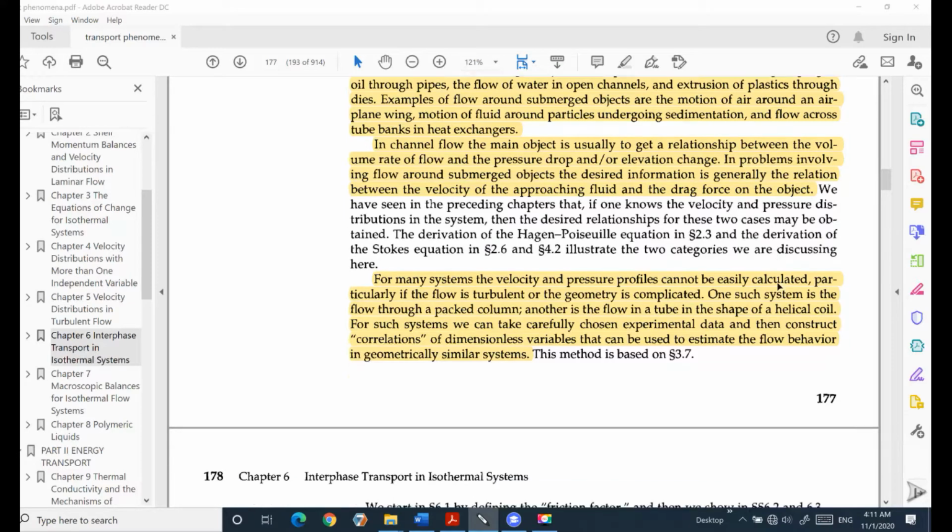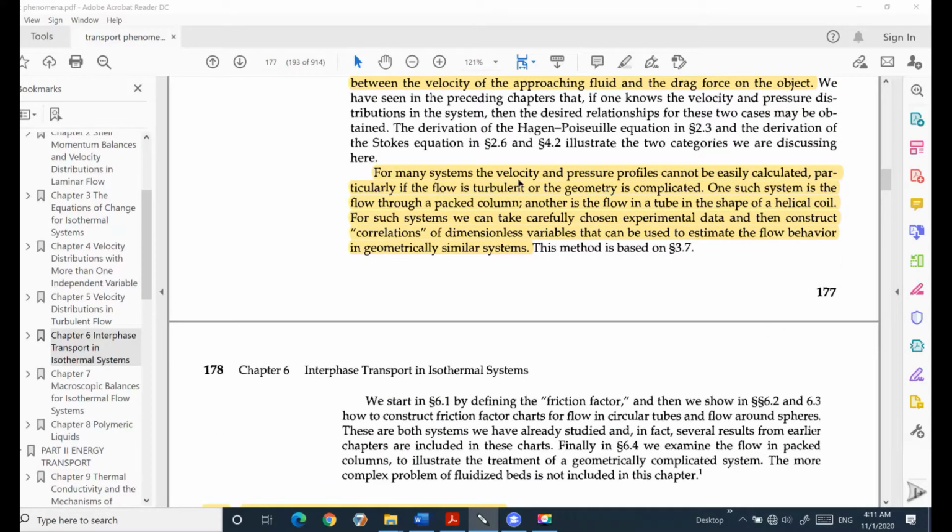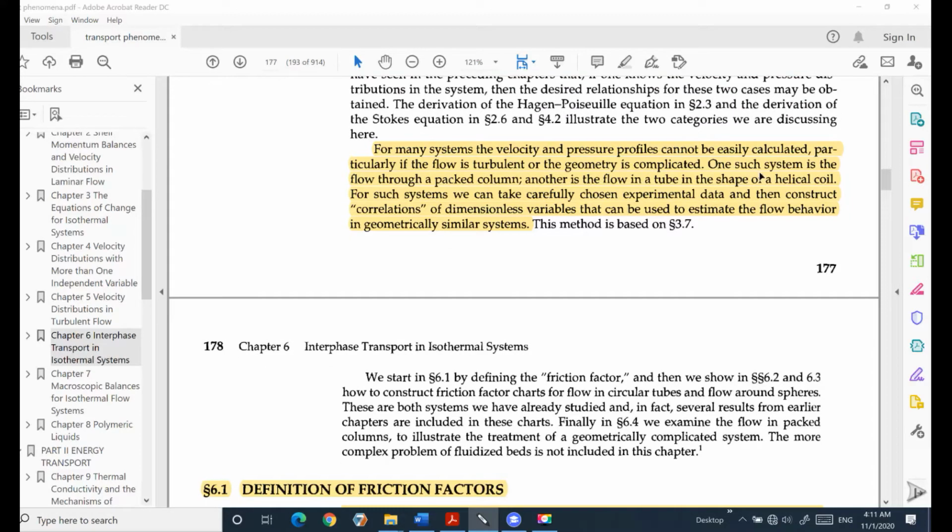For many systems, the velocity and pressure profiles cannot be easily calculated, particularly if the flow is turbulent or the geometry is complicated. One such system is flow through a packed bed column. In chemical engineering especially, we have this kind of reactor, packed with some catalyst. We call it a packed bed column or absorption column, and so on. Another is flow in a tube in the shape of a coil. For such systems, we can take carefully chosen experimental data and construct a correlation of dimensionless variables that can be used to estimate the flow behavior of a geometrically similar system.